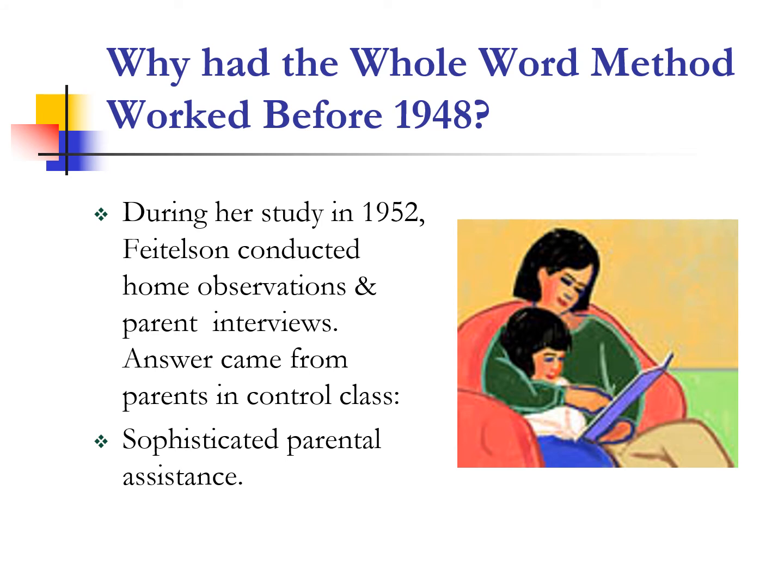So if the method of instruction was the cause of reading failure, this begs the question of why had that method worked prior to 1948? During her study in '52, when she was conducting home observations and parent interviews, Feitelson found the answer. The parents in the control class, that middle-class neighborhood established school, those parents knew everything about what went on in their children's school day.